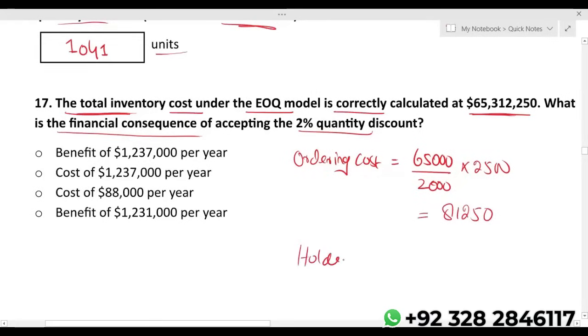Now holding costs. There is an assumption that 50% of the order size will be in the warehouse throughout the year. 50% of your order size. Now order size is 2,000, divided by 2. Of course, 50% of that, how will you calculate? By dividing by 2. So the assumption is 50% of the order size is in your warehouse all the time. Multiply by per unit holding cost. Now listen.